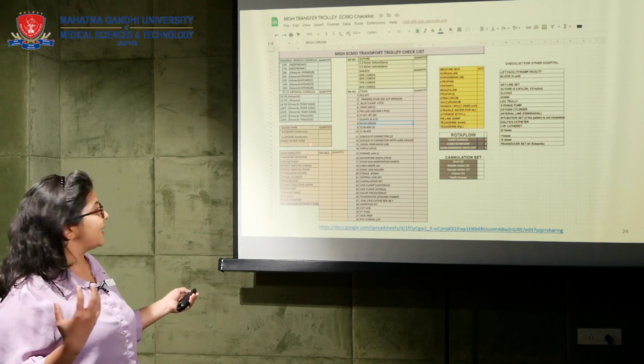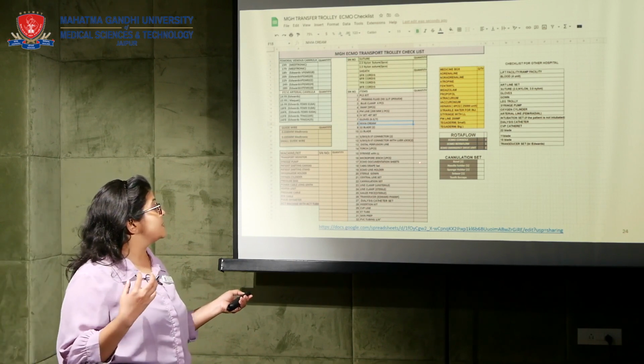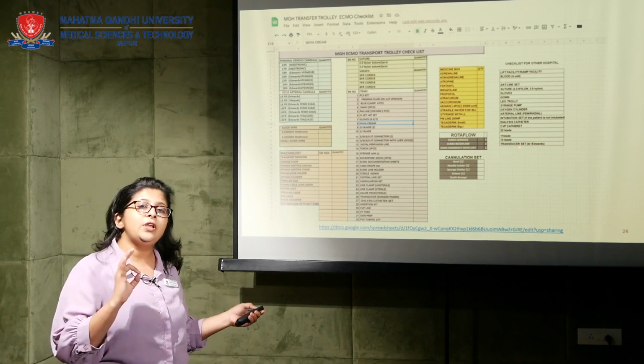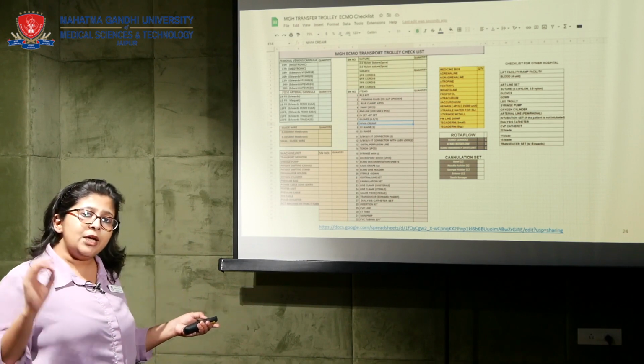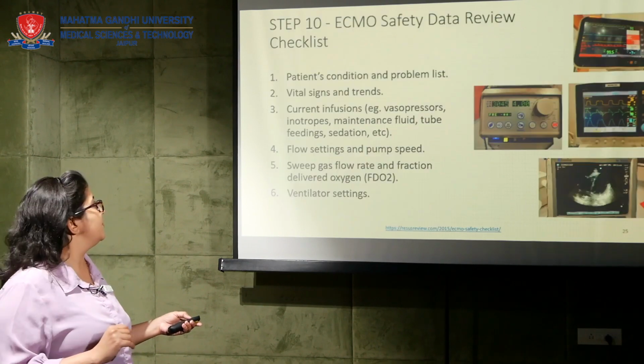So all these sizes of the cannulas, the guide wires, the sutures, the items, cannulation set, everything needs to be checked, and we make sure that we have all the items on the table available.